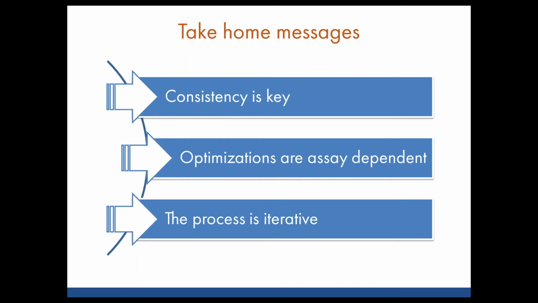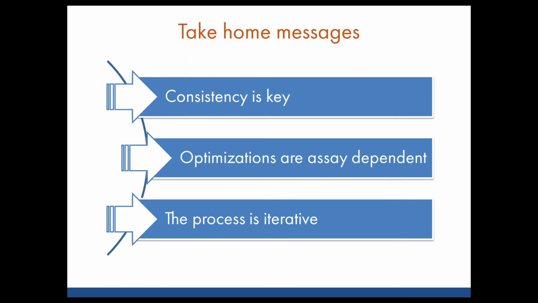The second is that optimization is assay dependent. This means that what works for one assay won't necessarily work for another assay. You can build more tools to use, but almost everything needs to be screened empirically for each particular test. Lastly, the process is iterative. We're going to discuss 7 of the steps required for assay development, but as you go through these steps, you often have to revisit some of the earlier parameters that you have previously chosen.